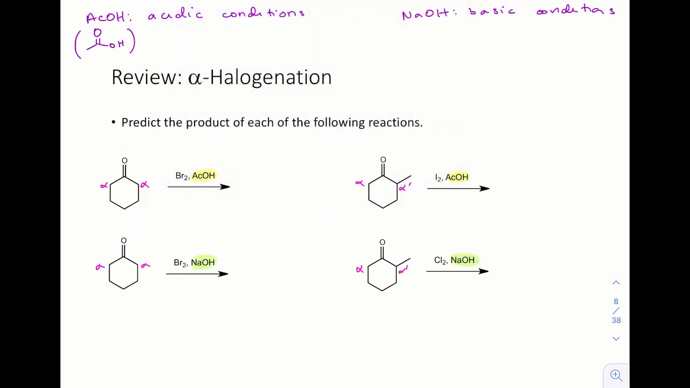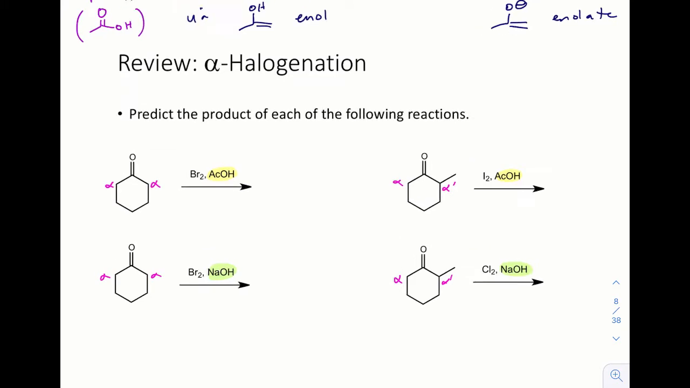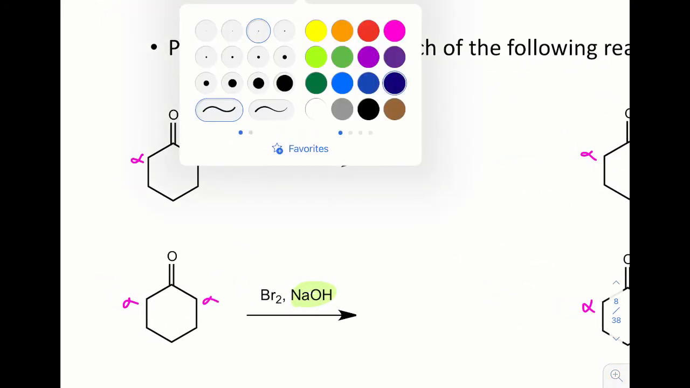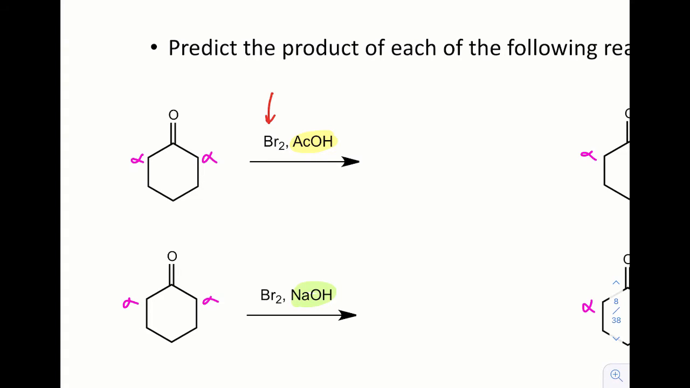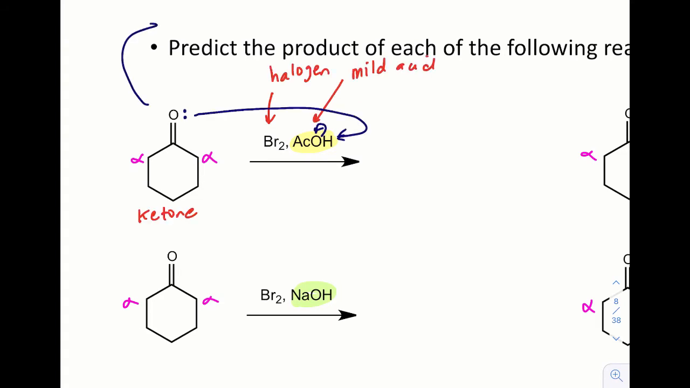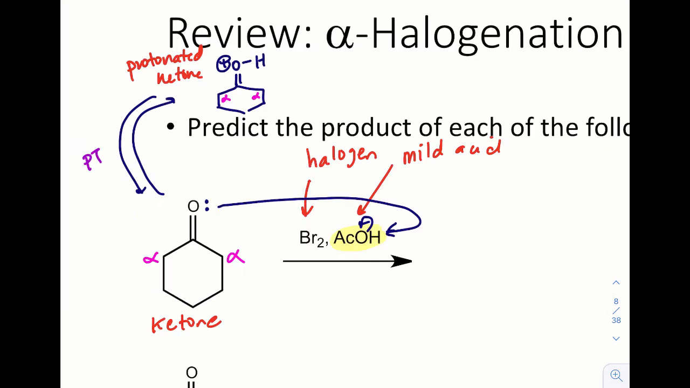Because alpha halogenation is occurring either via the enol, which will be formed under acidic conditions, or the enolate, which is formed under basic conditions, these alpha halogenation reactions do involve either acid or base. Under acidic conditions, such as when a ketone is treated with bromine, a halogen, in the presence of acetic acid, a mild acid, first, the carbonyl oxygen is protonated in a proton transfer reaction. This generates a protonated ketone, which of course could just be deprotonated to yield the ketone again, but that would be unproductive. The protonated ketone also has a more acidic alpha carbon.